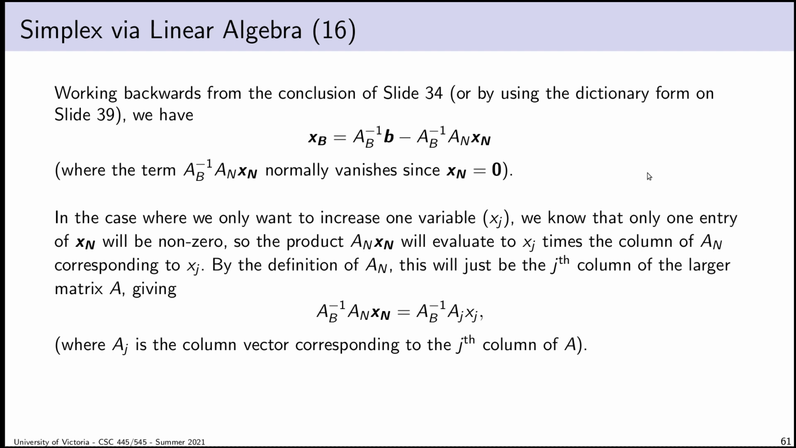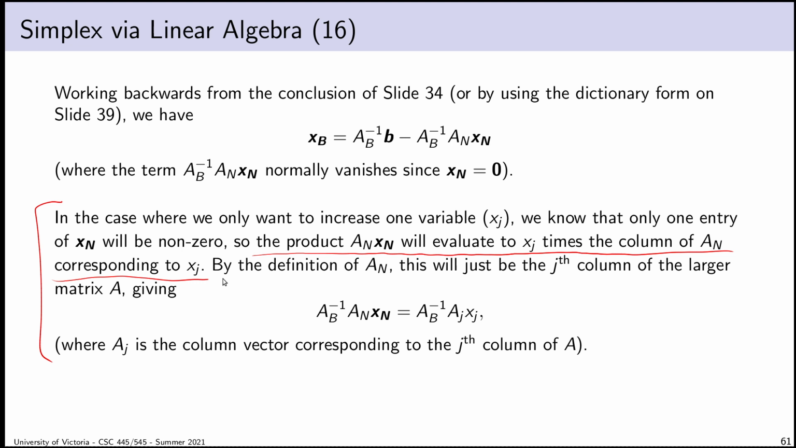Now, unfortunately, we have to wade further into this paragraph, and I did write this paragraph, so I can be hard on myself if I want to. This is not my best prose. I would argue that it is mathematically valid, and there isn't really an easier way of writing it out in words, but it's ugly. So allow me to provide you a dramatic reading. So I know that only one element of xn will be non-zero, so the product an xn will evaluate to xj times the column of an corresponding to xj.